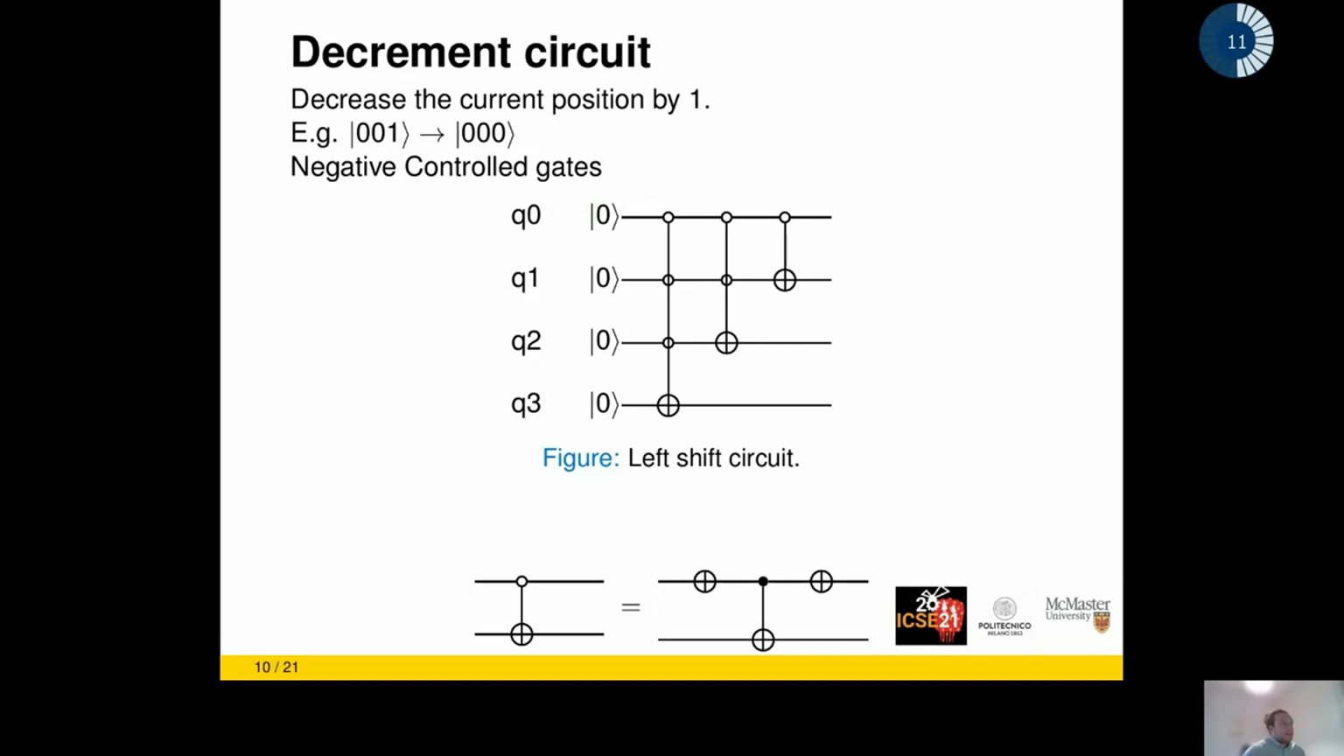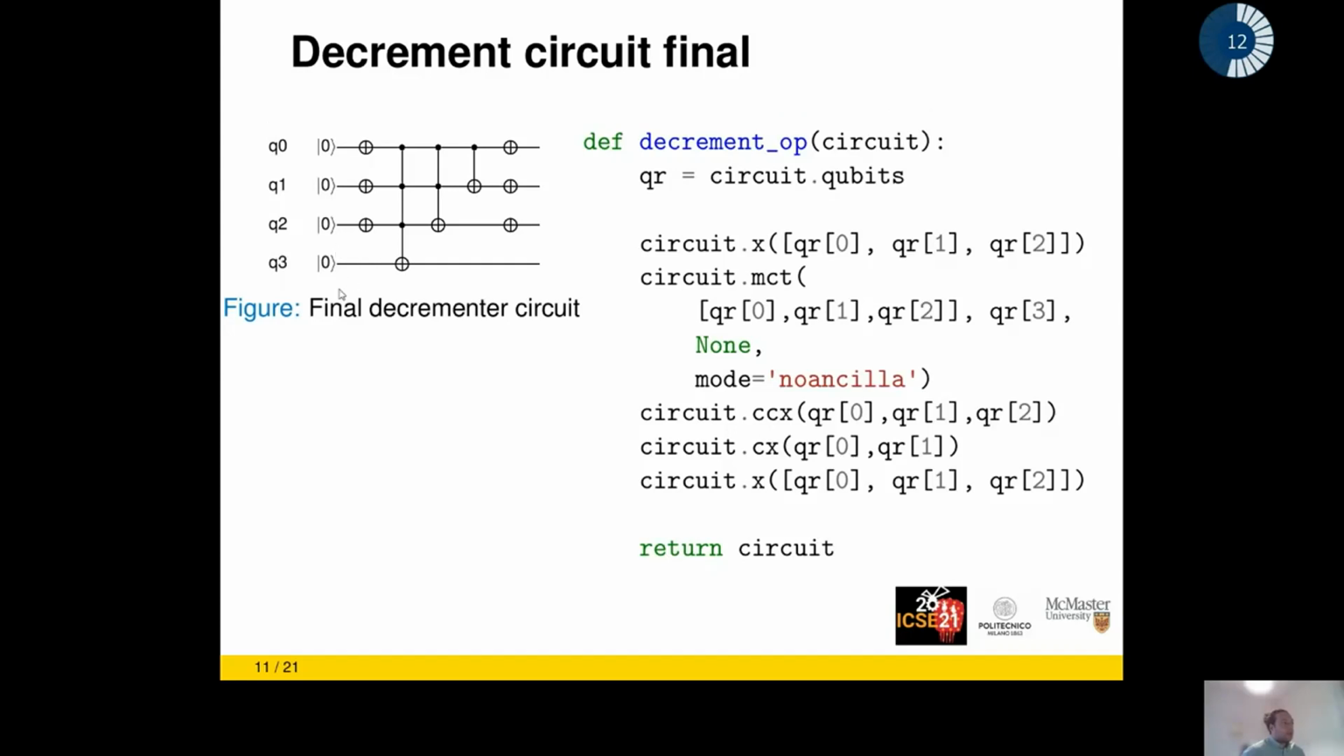The decrement circuit is very similar to the increment circuit. Its behavior is the opposite. It will decrease our position by 1, and this is achieved using negative controlled gates that will activate for a different input than the controlled NOT gates. These are achieved using these equivalents in which we put a NOT gate before and after a control, and this is why here we have this final decrement circuit in which we apply these equivalents, and the code is also very similar to the increment circuit.